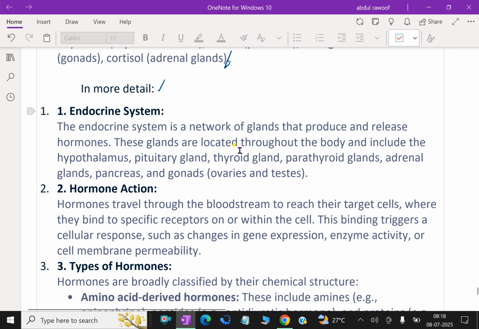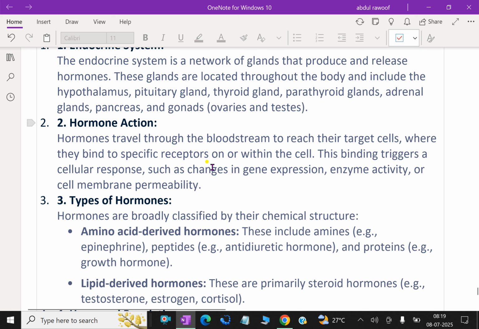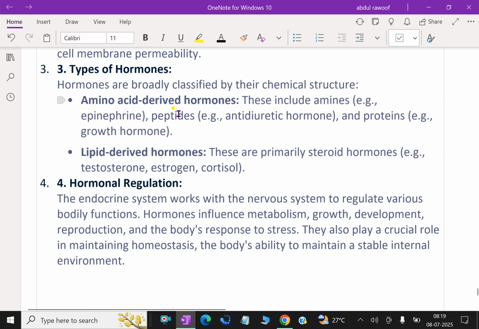We discussed this. Hormone action. Hormones travel through the bloodstream to reach their target cells, where they bind to specific receptors on or within the cell. This binding triggers a cellular response, such as changes in gene expression, enzyme activity, or cell membrane permeability. Types of hormones: as we discussed, amino acid derived hormones and lipid derived hormones.